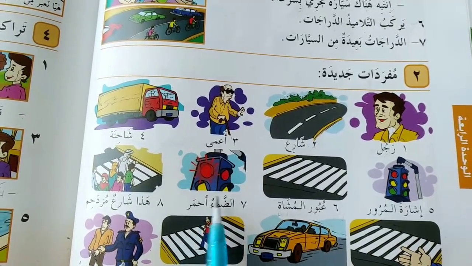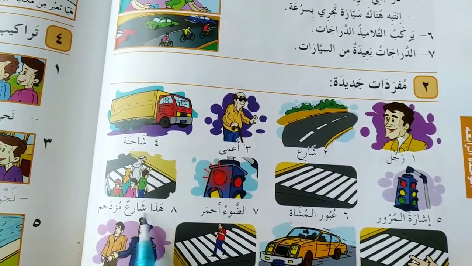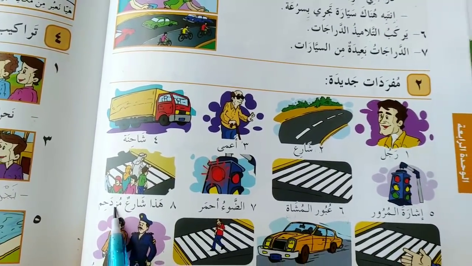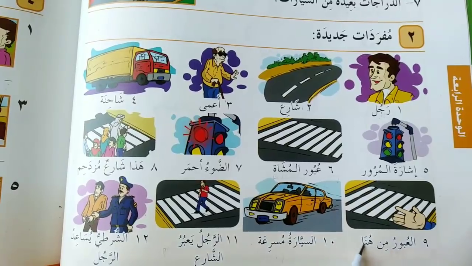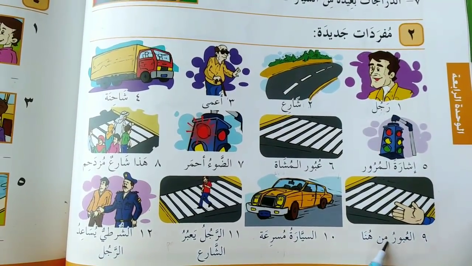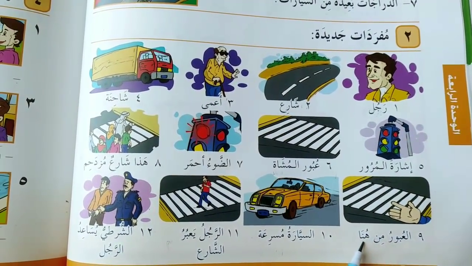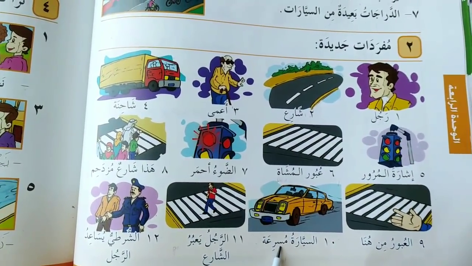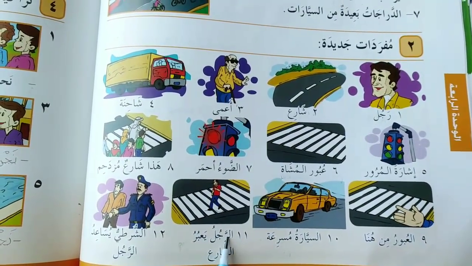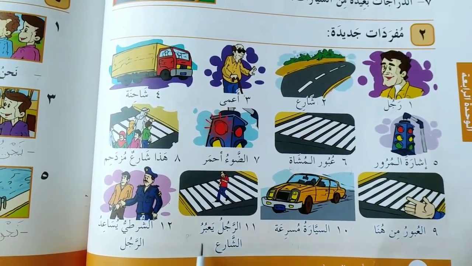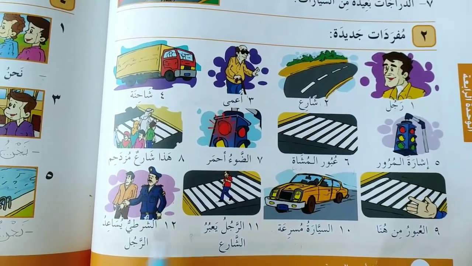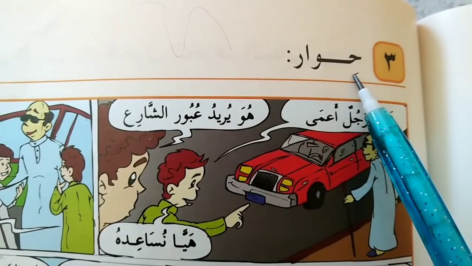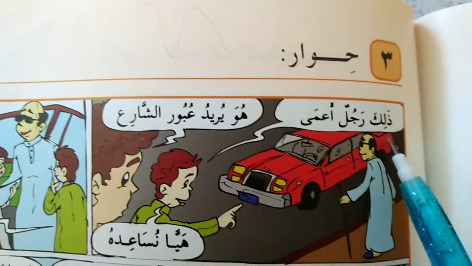الضوء أحمر, which means red light. هذا شارع مزدحم, which means this road is crowded. العبور من هنا, which means the zebra crossing or the pedestrian crossing is over there. السيارة مسرعة, which means the car is very fast. الرجل يعبر الشارع, which means the man is crossing the road. الشرطي يساعد الرجل, which means the police helps the man. The next one is حوار, which means conversation.